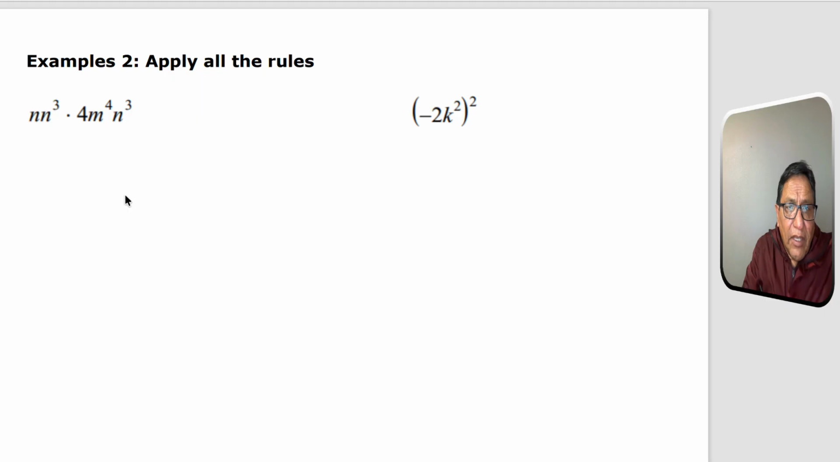So now I have some examples, and we will apply all the rules that I introduced to you, guys. Let's solve each of these. So we have n times n cubed times 4m to the power 4 times n cubed. Remember this n right here has exponent 1. So we have n times n times n, so we should add the exponents. It will be 1 plus 3 is 4, plus 3 is 7.